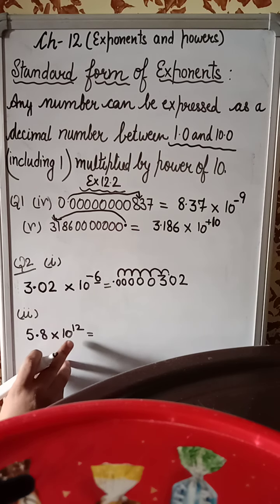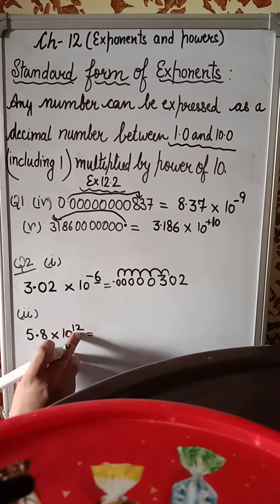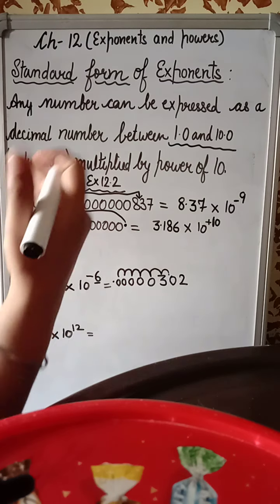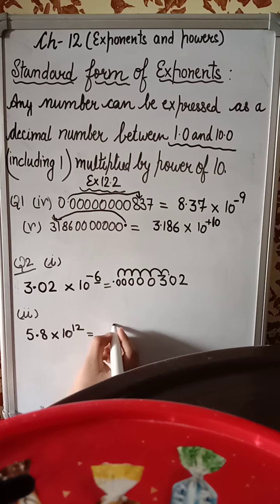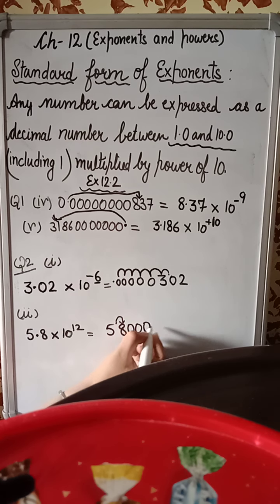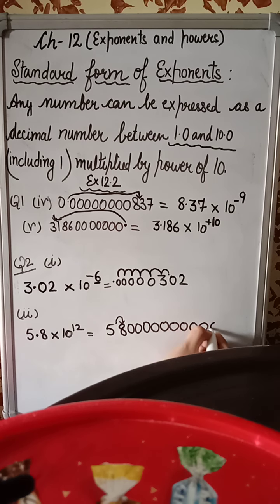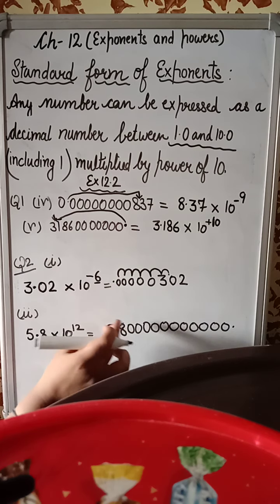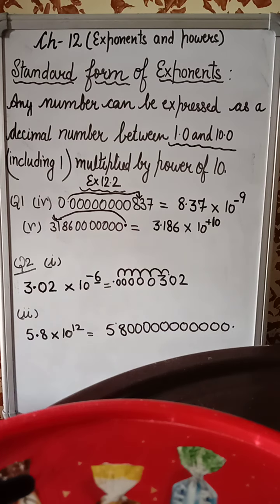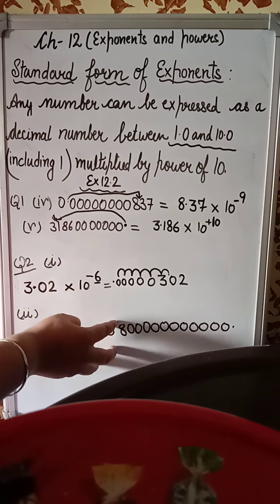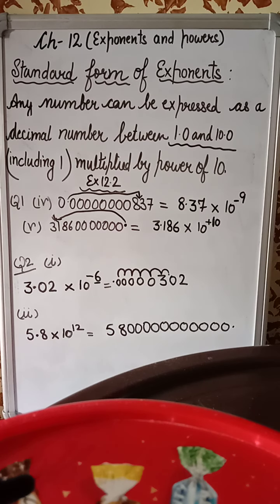Now in the next question, 10 raised to the power 12. A positive power shows that the decimal will move to the right side. How many places will it move? It will move 12 places: 1, 2, 3, 4, 5, 6, 7, 8, 9, 10, 11, 12. So after the 12th place, the decimal will be placed here. It's okay if you don't put the decimal, because a decimal after the number has no value, right? I hope the standard and usual form is clear to everyone.